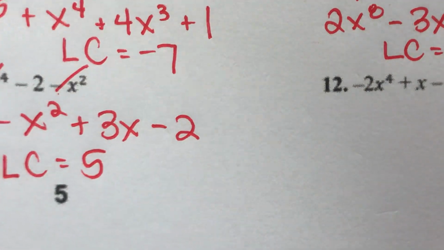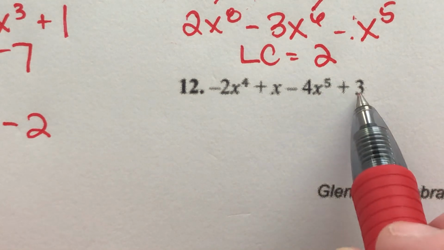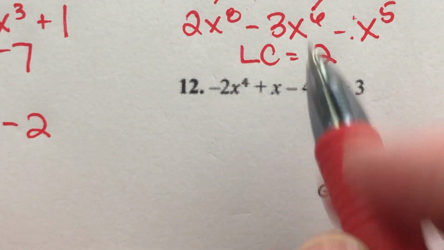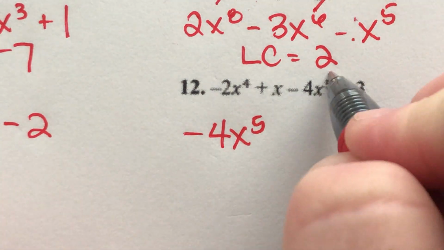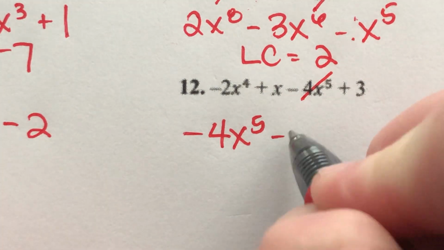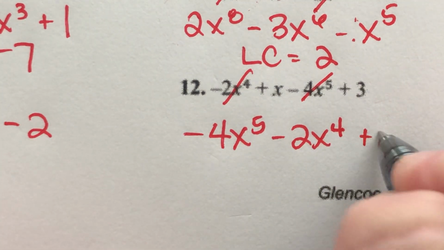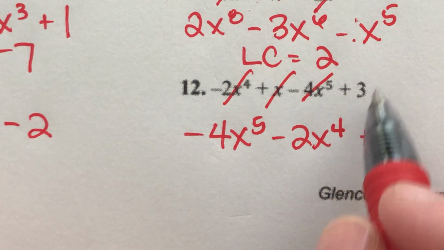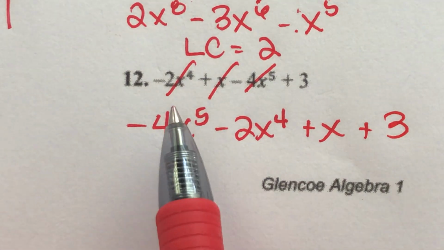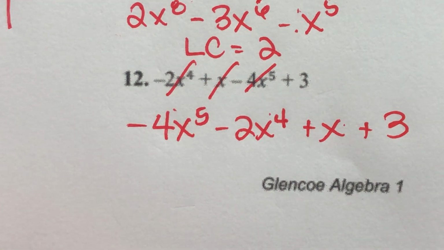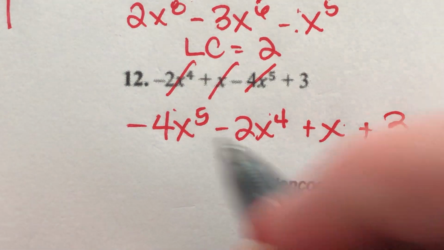Last problem, number 12. We have x to the 4th, x to the 5th, 3. So negative 4x to the 5th is the highest degree term, so we use that. And then we have negative 2x to the 4th. And then we've got plus x. And then the plain number always goes at the very end, so plus 3. So 5, 4, 1, 0. They're in order, standard form, and then the leading coefficient is -4.